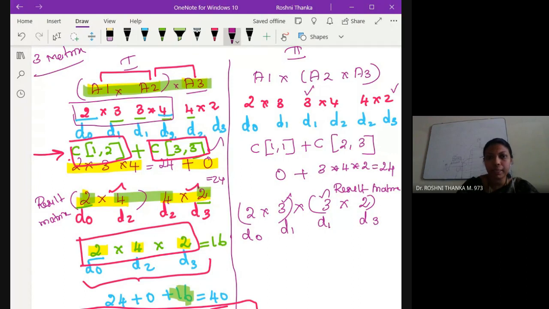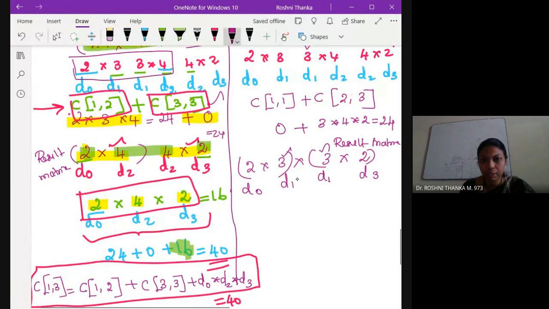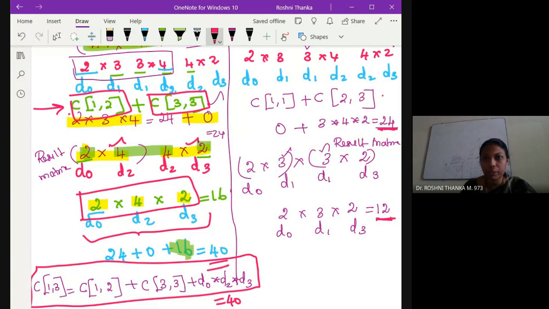So when I want to multiply these two matrices, what is the cost? 2 into 3 into 2. So what is this 2? It is D0, this is D1, and this is D3. So what is the answer of multiplying these three things? 2 3s are 6, 6 2s are 12. So if I want to finally find the total cost, I have to add 24 plus this 12. What is this 24? 24 is this. And what is this 12? 12 is these three values.